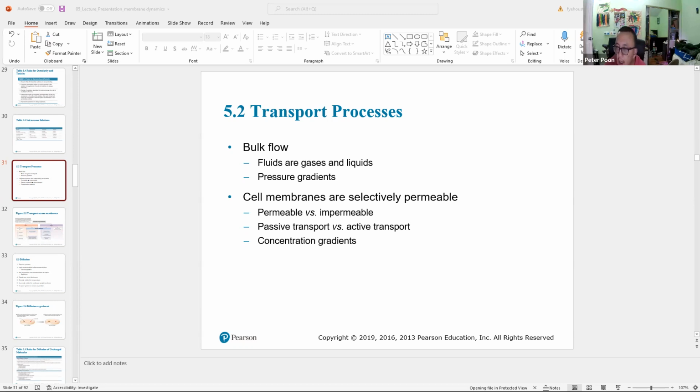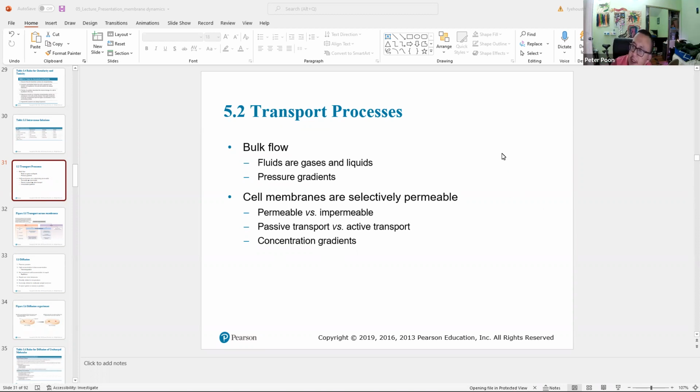All right. So part two. Transport processes. When we talk about flow, fluids are gases and liquids. In physiology, we deal more with liquids, but gases are fluids too. They flow, and that flow is controlled by pressure gradients. They always want to go from high concentration to low concentration, high pressure to low pressure.